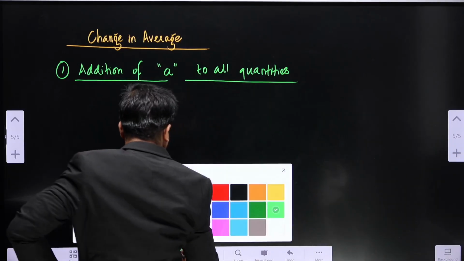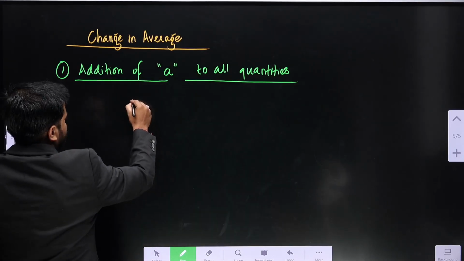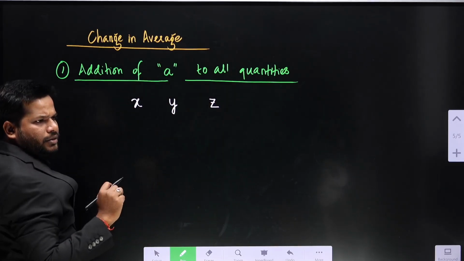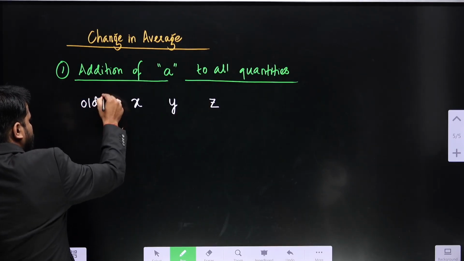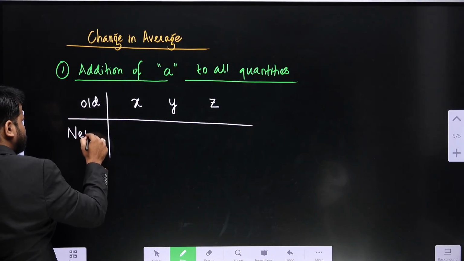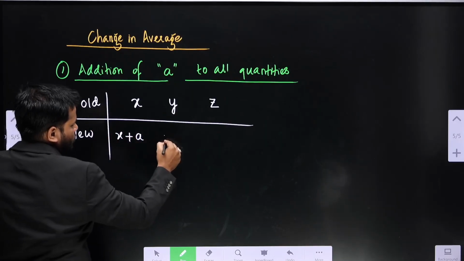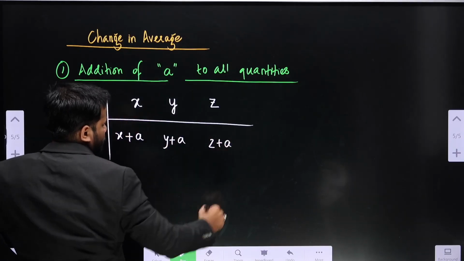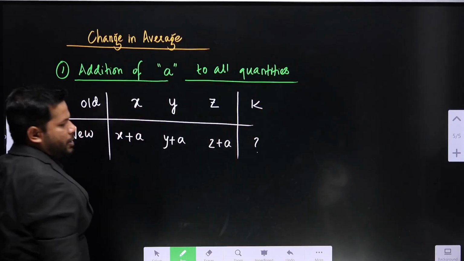See, suppose the data given to you is x, y and z. 3 data is given to you. This is the old data. What is the new data? A is added to all. This will be x plus a, y plus a, z plus a. What is the old average? K. Now the question arises, what will be the new average? This is the question.